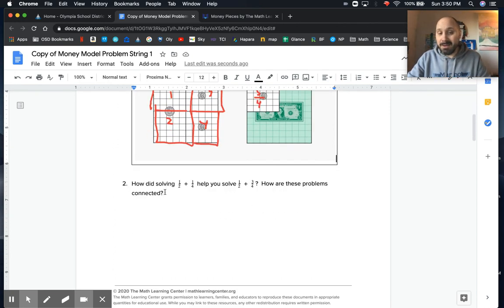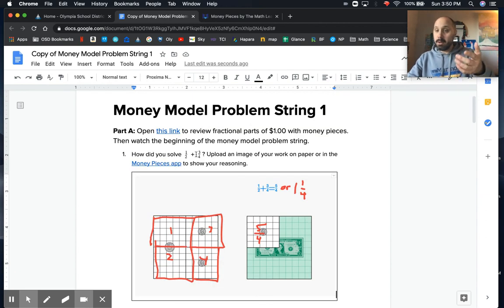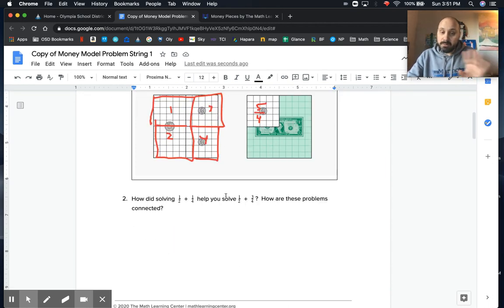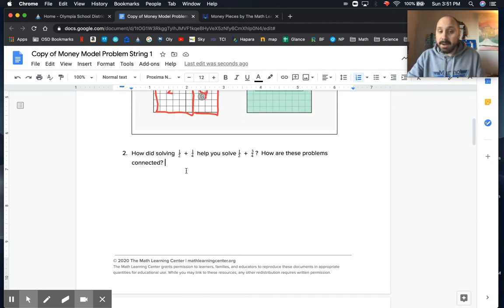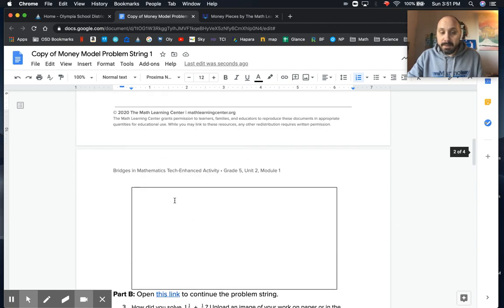So number 2 says, how did solving 1/2 plus 1/4 help you solve 1/2 plus 3/4? How are they connected? Well, the 1/4 we did before in this link up here let me know that, oh, if I keep adding a fourth each time, then 3/4 is not that bad. It's just adding 2 more fourths or something like that. You're going to write that in right here.